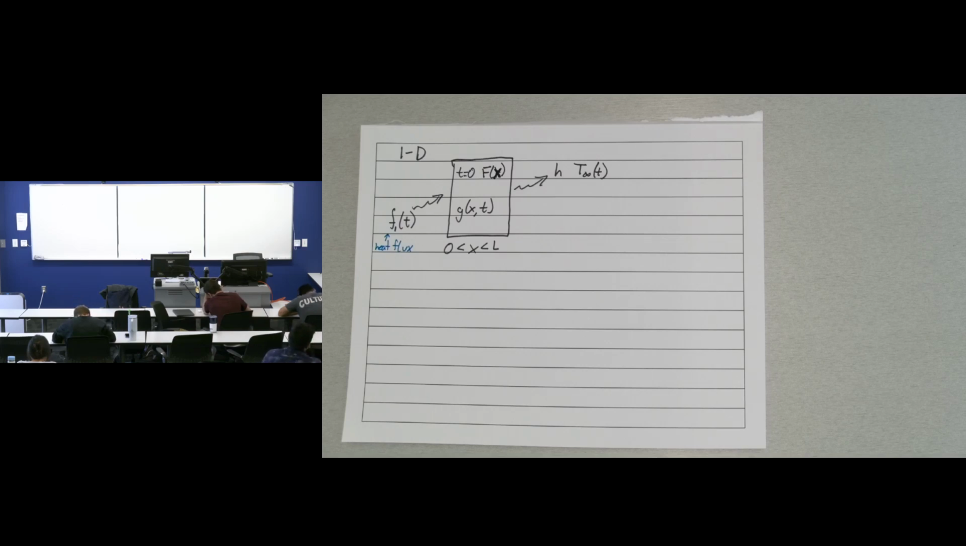So a heat flux, right? So now, what would you set that equal to make it homogeneous? Instead of f of t. Yeah, exactly.